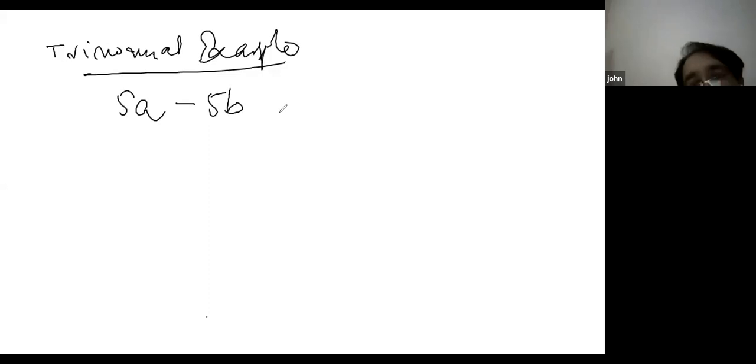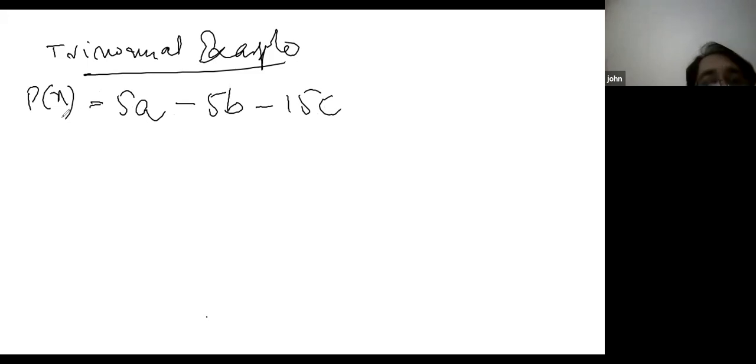This trinomial example, what we have. Example again, 5a minus 5b minus 15c. Okay, this is a trinomial. Why is it called a trinomial? The first expression 5a is the first term, then 5b is the second term, 15c is the third term. Okay, you can say this is equal to polynomial P of x.